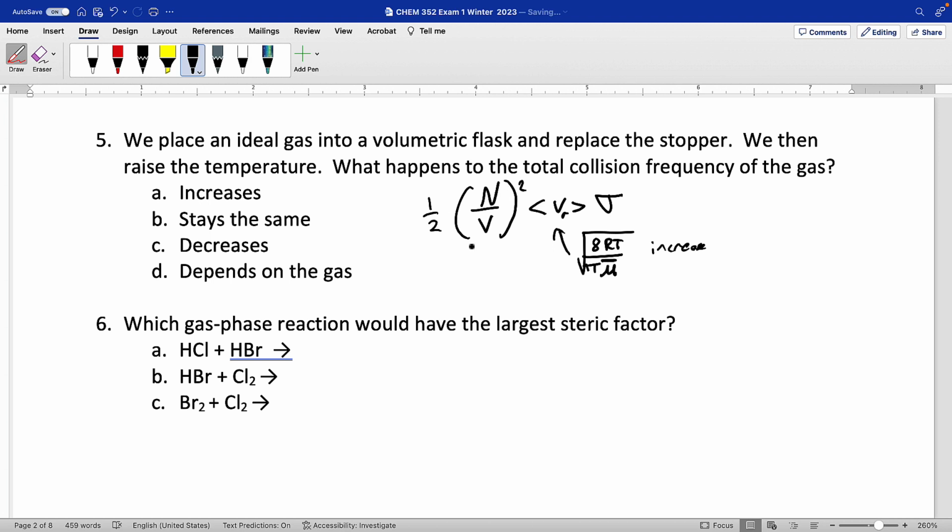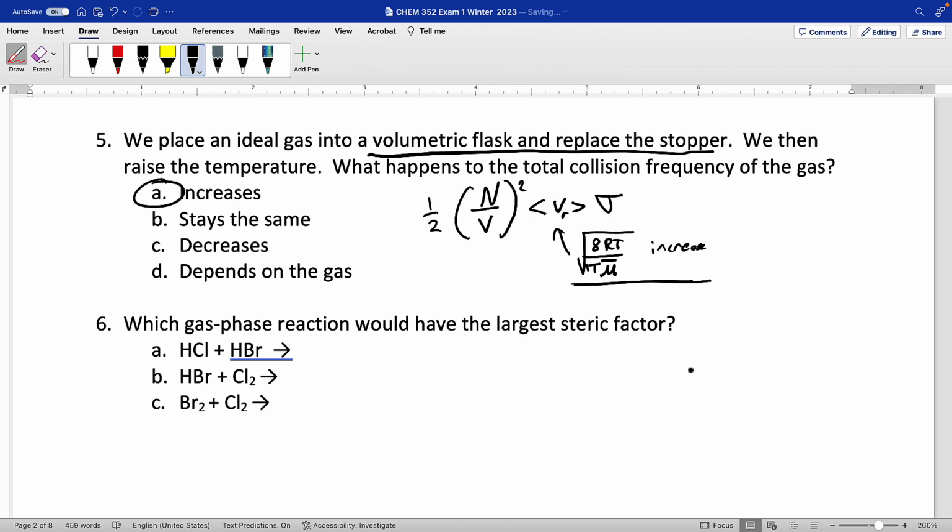What about this term? Well, we put it into a volumetric flask and replace the stopper, so the volume is not going to change. The number of moles of gas is not going to change. So in this case, the density doesn't change. We can't change the density if it's a constant volume process. So all of this is unchanged. So really, the only thing that's changed is this, and we just said it increases. It increases slowly, but it does increase. So there's our answer.